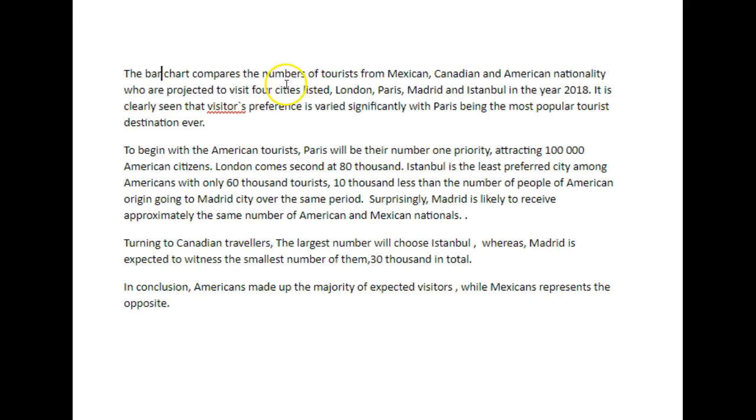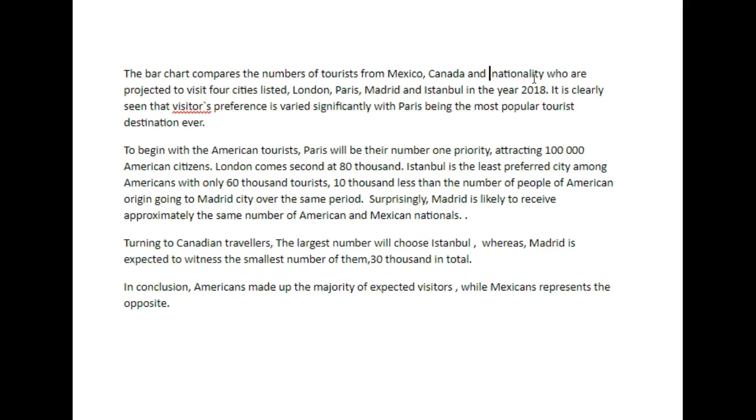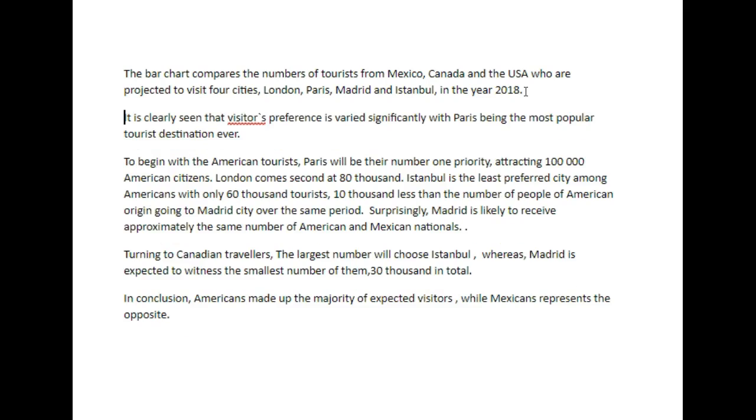Oh, so this is the bar chart, not par chart. Okay, so this graph says nothing about their nationality. It just says from where they are flying. Tourists from Mexico, Canada, and the USA. Okay, so after the definition, we can gap it for the general statement.